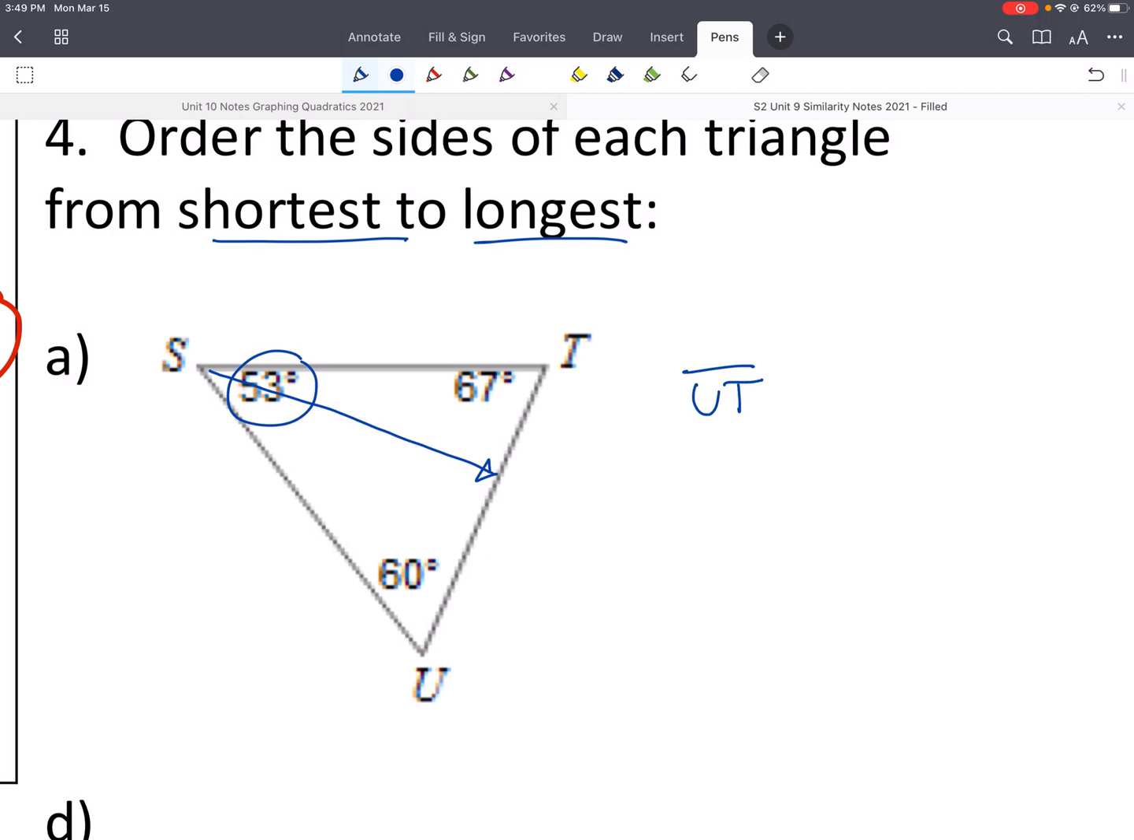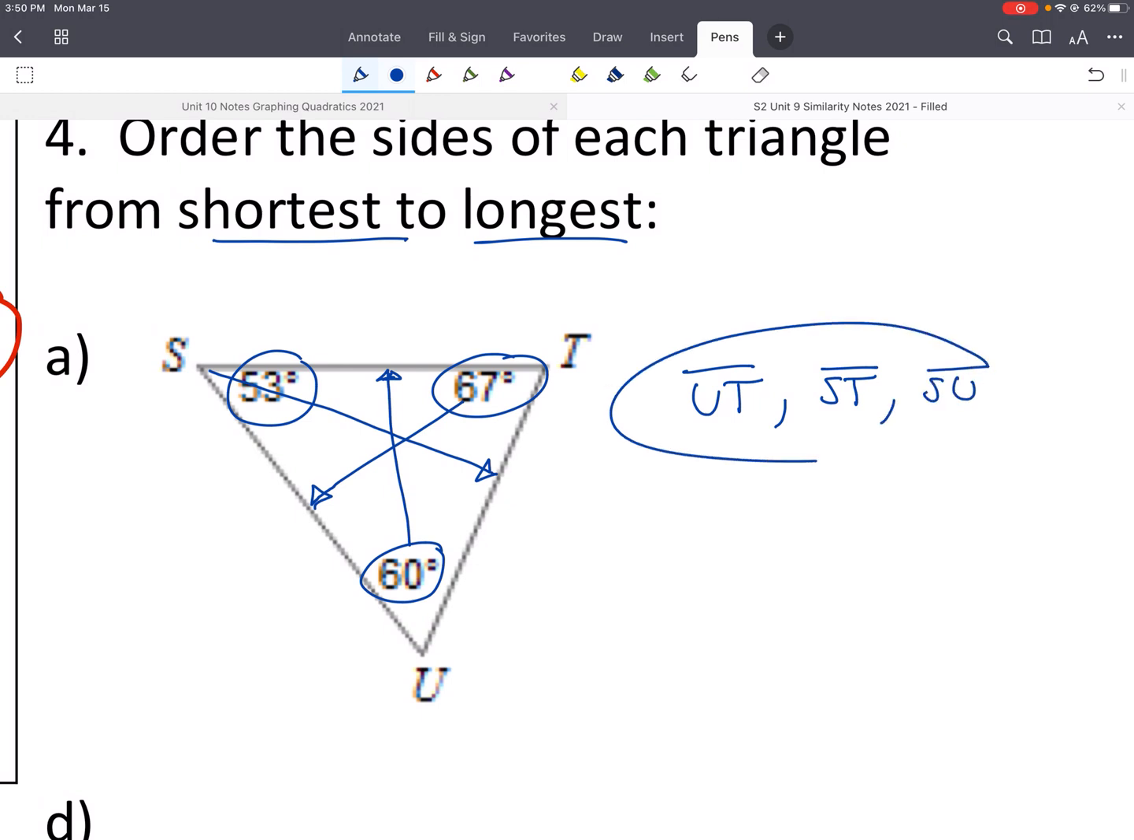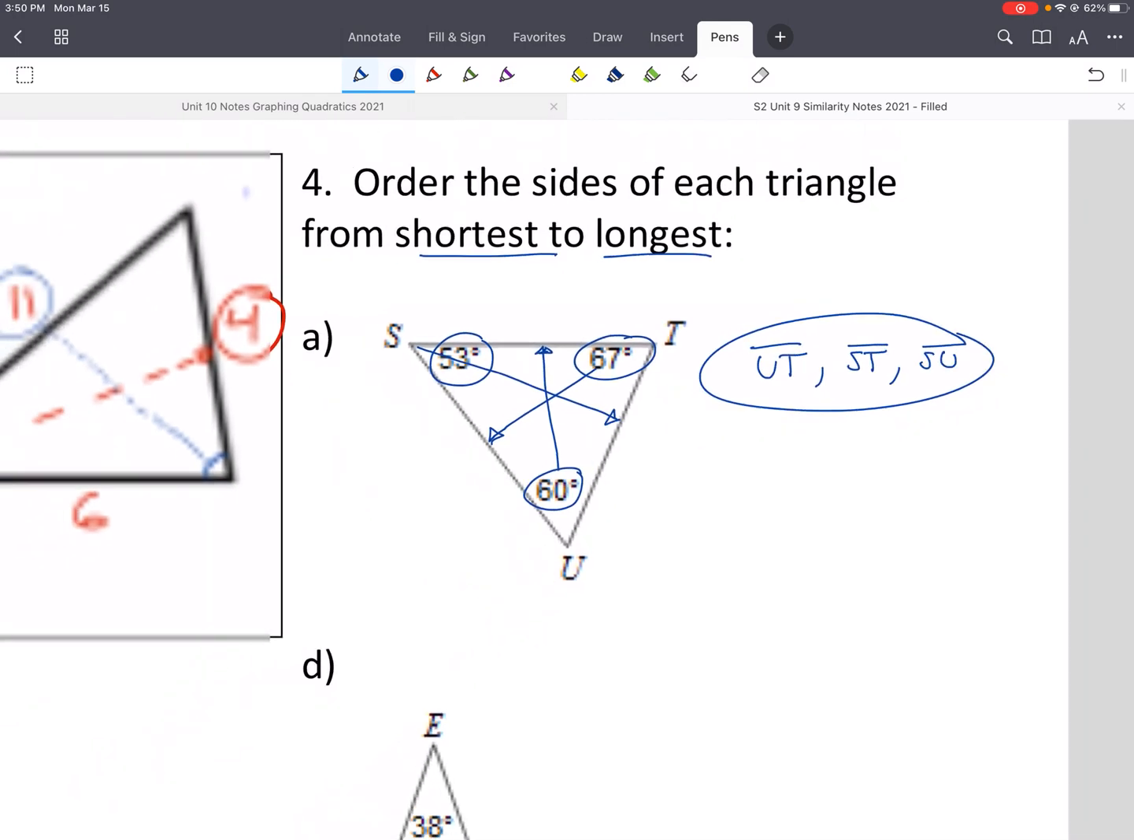And then we'd go to the next. The next largest would be the 60. So opposite of that is the next smallest side. So that would be ST. It doesn't really matter if you do like UT or TU or ST versus TS. Typically we do alphabetical, so just do that if you can. And then we have our largest angle is opposite the largest side, so that we'd do something like SU. Okay, and that's it. We put a line on top of it telling us that it's a side, so make sure you do that too.